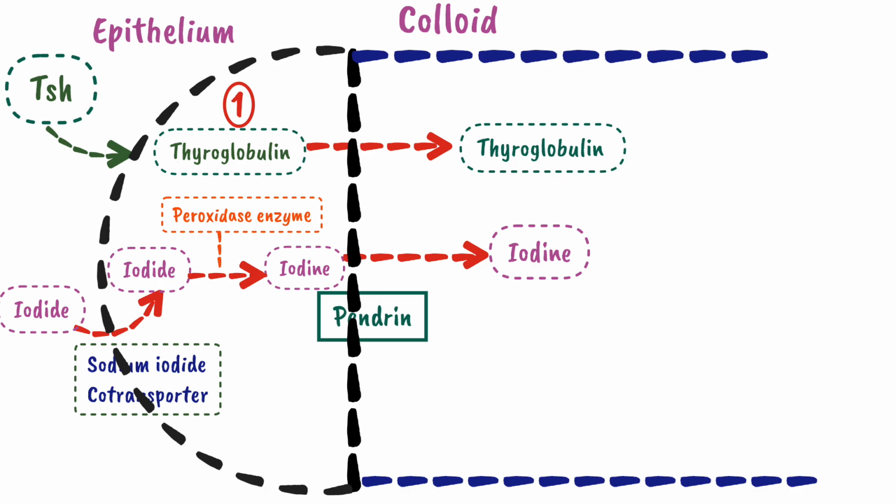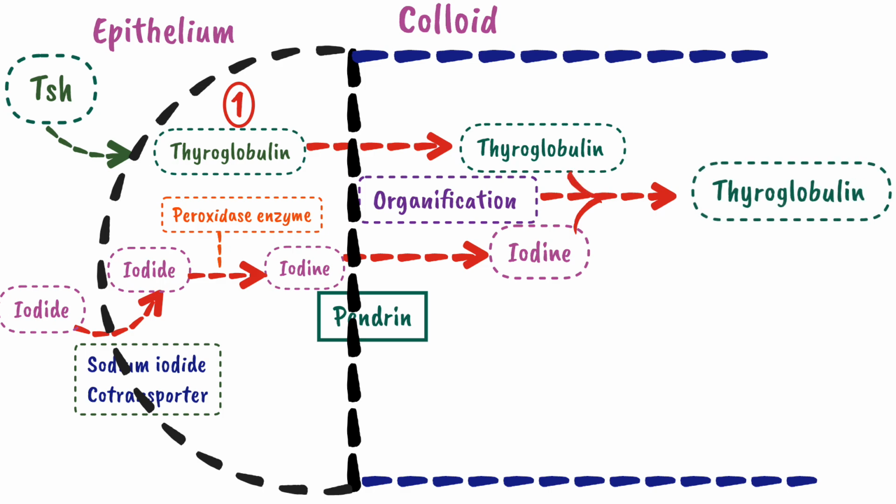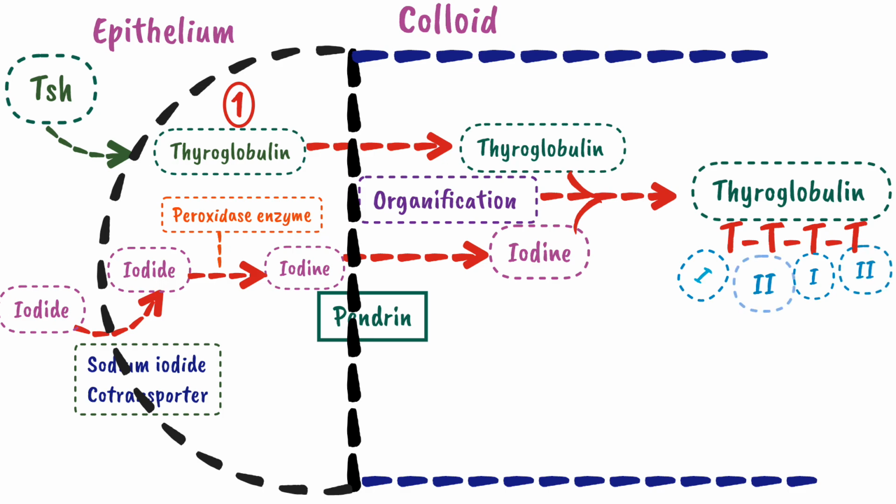At the junction of the follicular cell and the colloid, there will be organification of the iodine, meaning that the iodine will combine with the tyrosine. This is called organification. So to some tyrosine there will be one iodine attached, which is called monoiodotyrosine, and to some tyrosine there will be two iodines attached, which is called diiodotyrosine. This formation of DIT and MIT is called organification.